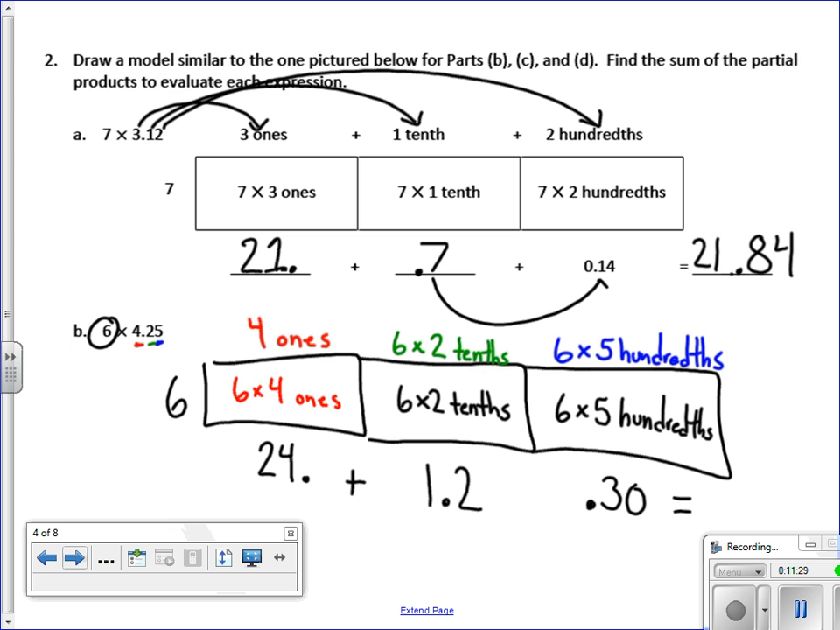If we add that up, 24 plus the 1 whole is going to give me 25. And then we're going to put a decimal point. Look at our tenths next. We have a 2 and a 3, which gives us 5. And in our hundredths, we only have a 0. So our answer is going to be 25 decimal point 50.